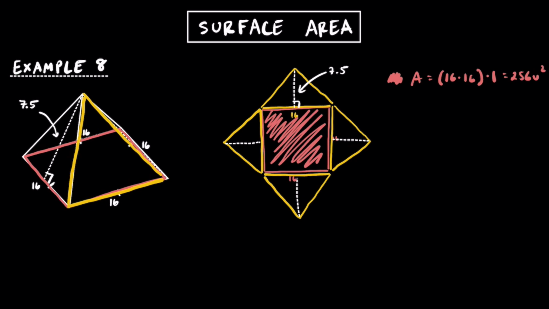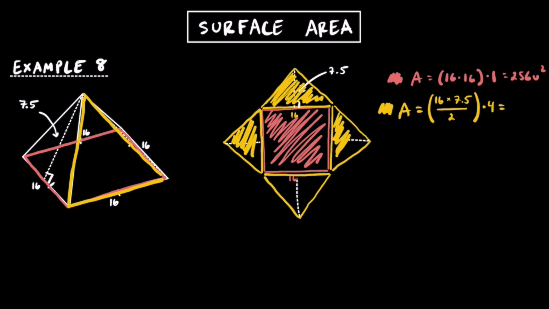Well, we have 16 going across the bottom, and we have a height of 7.5. So the area is going to be 16, which is the base, times the 7.5, which is the height, divided by 2, because it's a triangle, base times height divided by 2, and then times 4, since there's 4 of these triangles. And while we're at it, let me shade in these other triangles as well, so we know which ones we're talking about here.